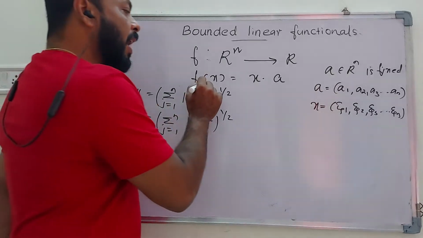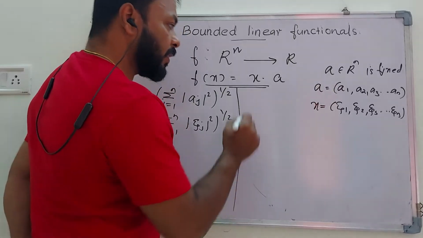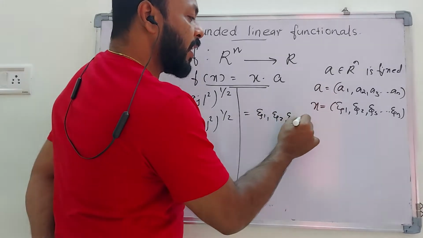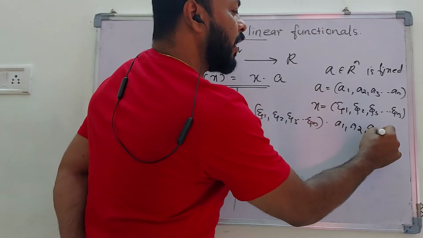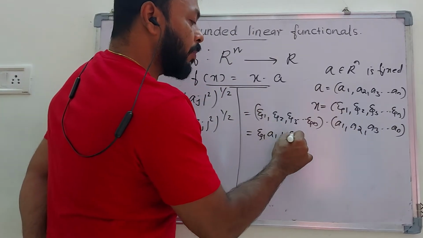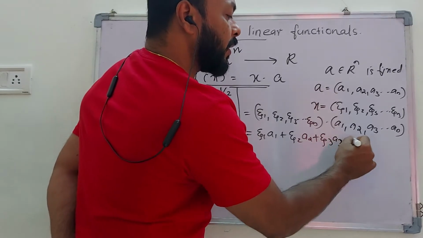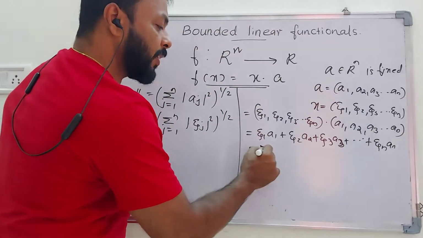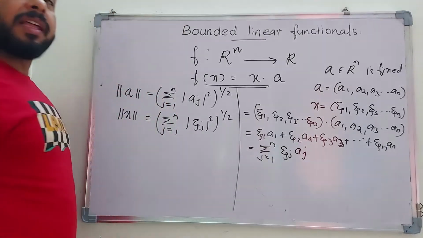Okay, we define f of x equal to the dot product of x and a. That is, the dot product of θ1, θ2, θ3, etc., θn with a1, a2, a3, etc., an, which can be defined as θ1 a1 plus θ2 a2 plus θ3 a3 plus etc., plus θn an. This is the dot product. It is summation j equal to 1 to n of θj aj. This is the given function.